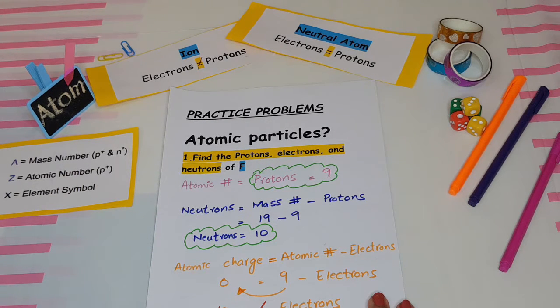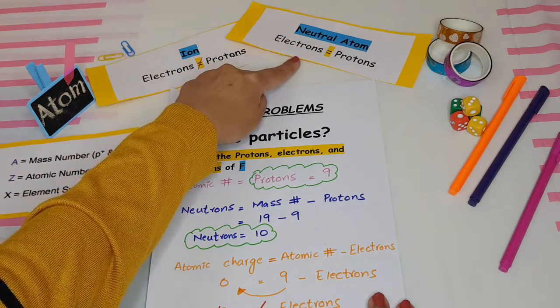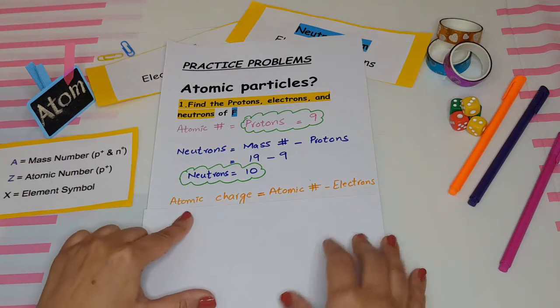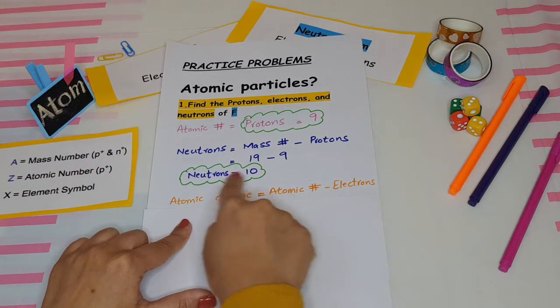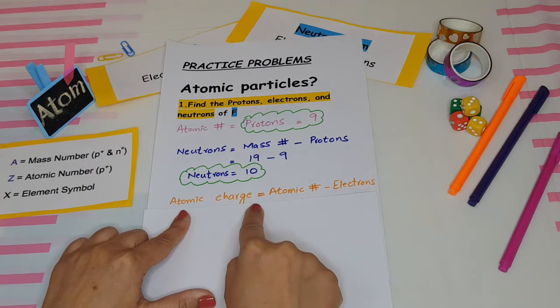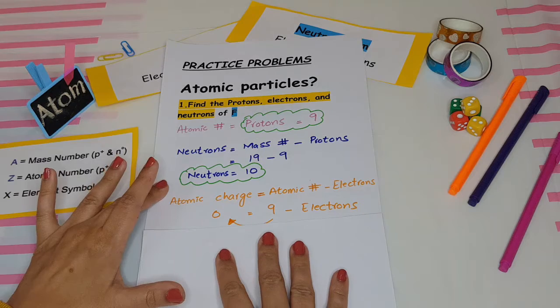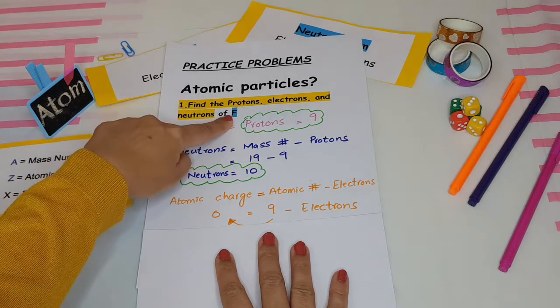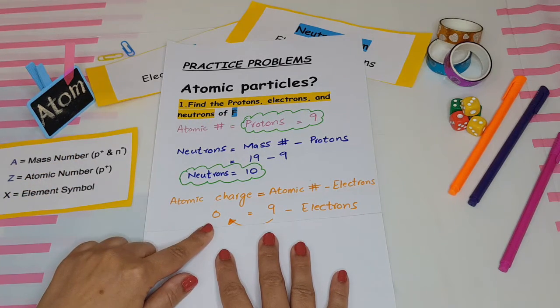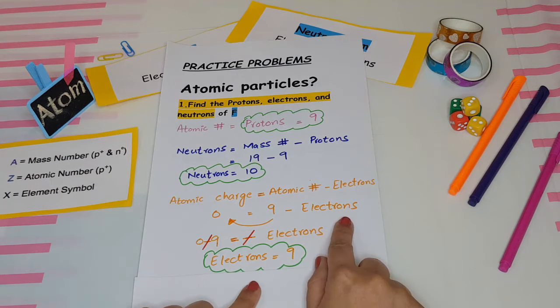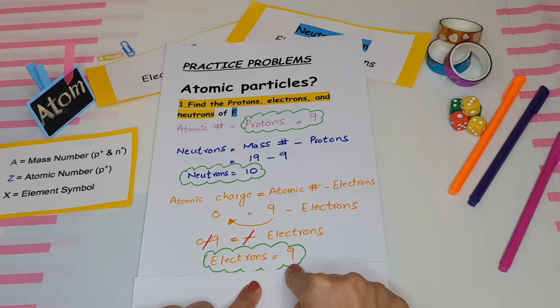And if you look here, in a neutral atom, the number of electrons should be equal to the number of protons. To find the number of electrons, we are going to use the same equation. Atomic charge equals atomic number minus the number of electrons. Since we do not have any charge on the fluorine atom, we are going to put atomic charge value 0. Finding the number of electrons, we find that electrons are 9.